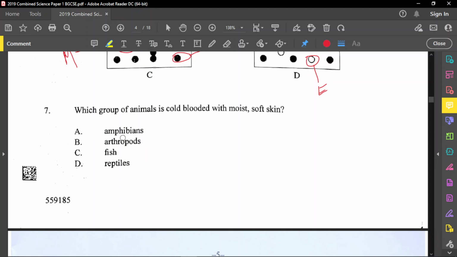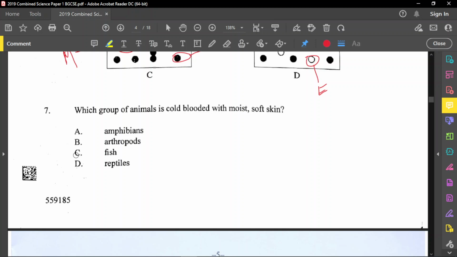But amphibian will actually be the answer because amphibians are moist, and the skin is soft. We didn't say smooth, so don't mix up smooth. If you look at a frog, for example, the skin is not smooth because you can see bumps all over it, but it's soft. It's bumpy, but soft. So don't mix up bumpy with soft, or smooth or rough. We're saying soft, which means you can touch it and squeeze it easily. Arthropods have an exoskeleton, which means they have a hard covering.